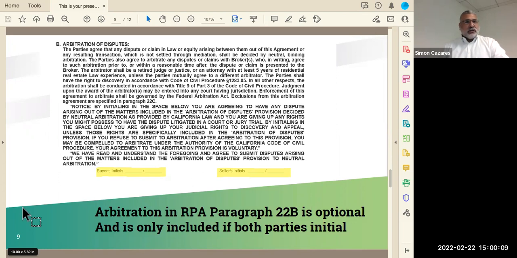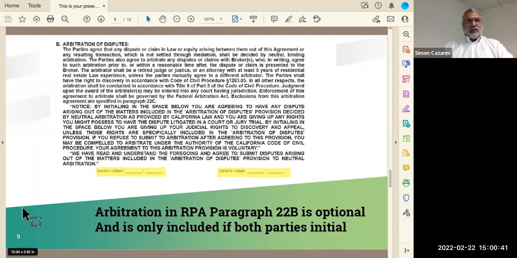And the parties also agree to arbitrate any dispute or claims with brokers who in writing agree to such arbitration prior to or within a reasonable time after the dispute or claim is presented to the broker. The arbitrator shall be a retired judge or justice or any attorney with at least 5 years of residential real estate law experience, unless the parties mutually agree to a different arbitrator.